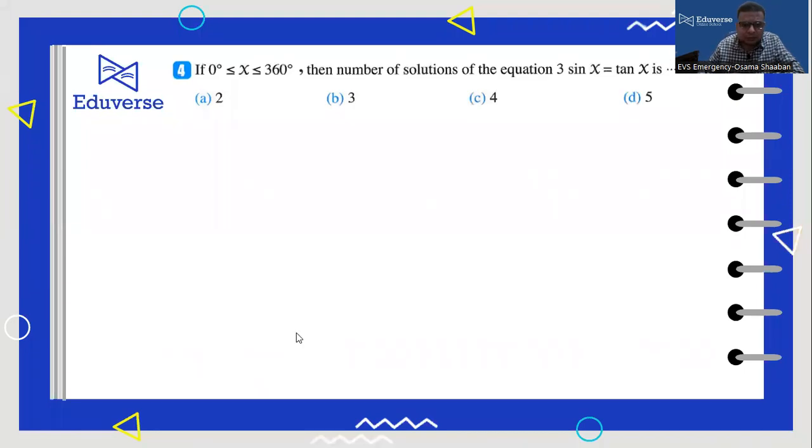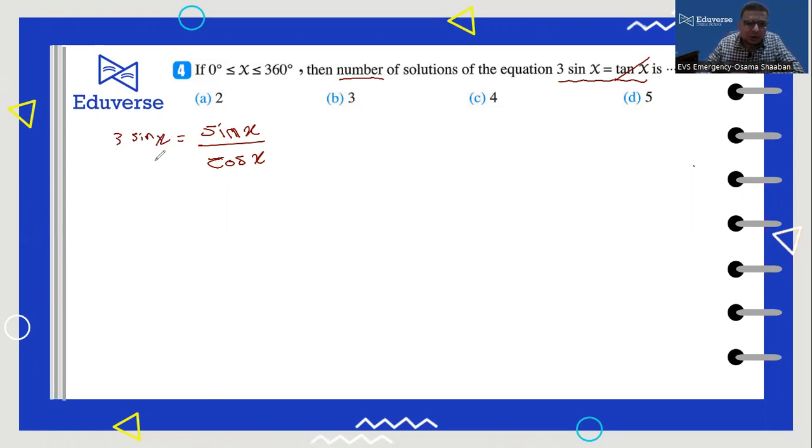Number 4. If x is bigger than or equal to 0 and less than or equal to 360, find the number of solutions of the equation 3 sine x equals tan x. You know tan x is sine over cosine.